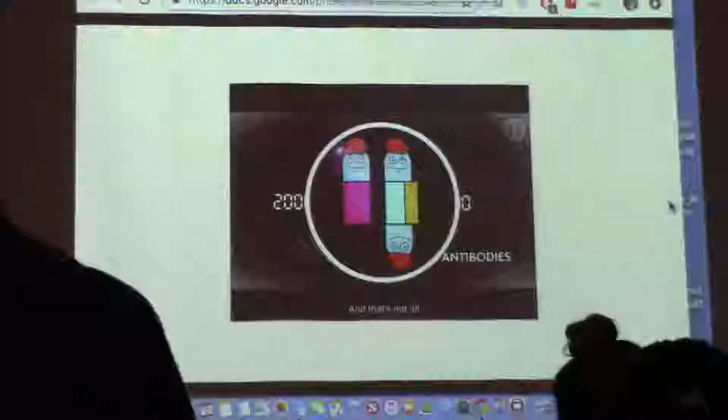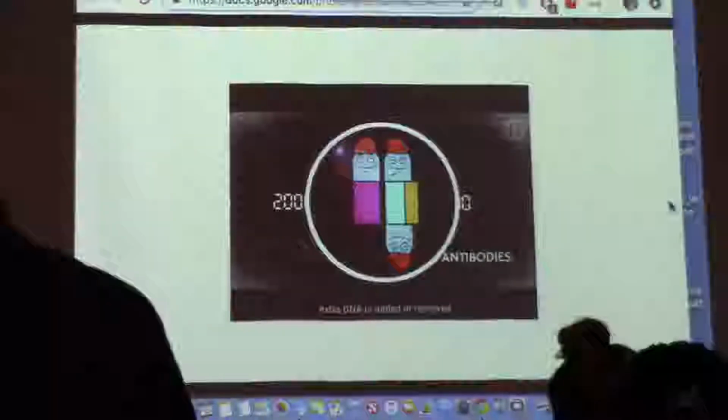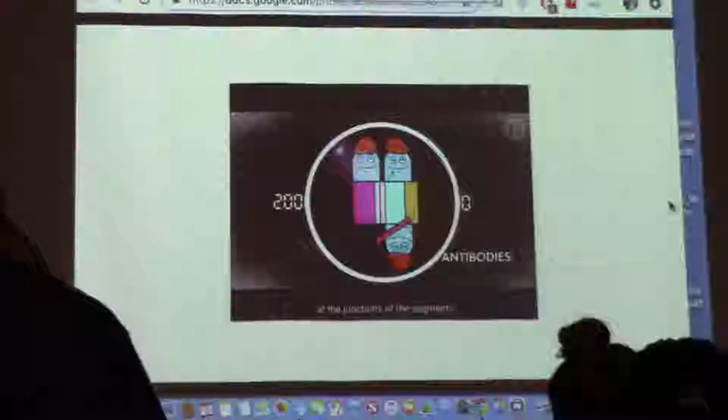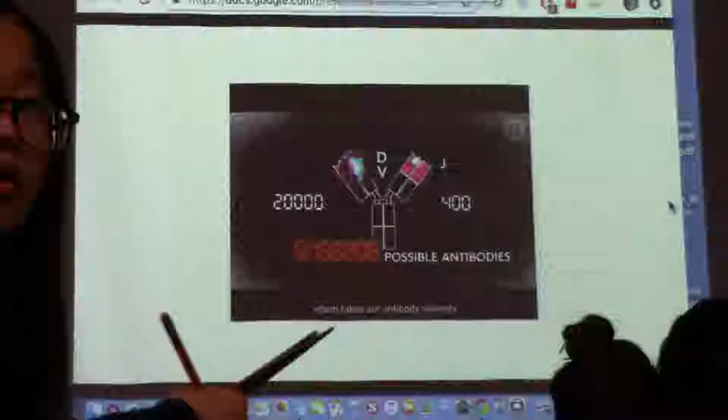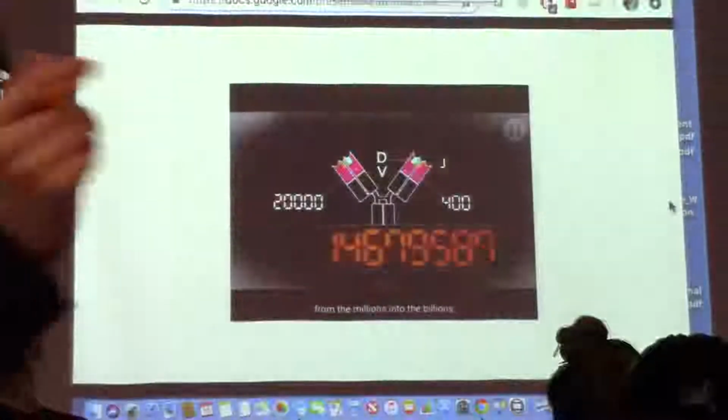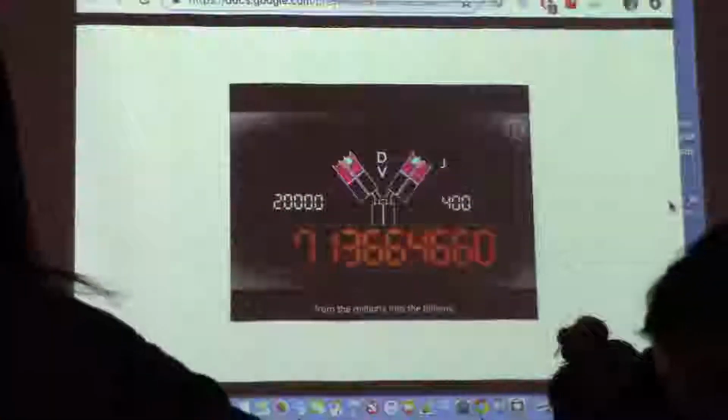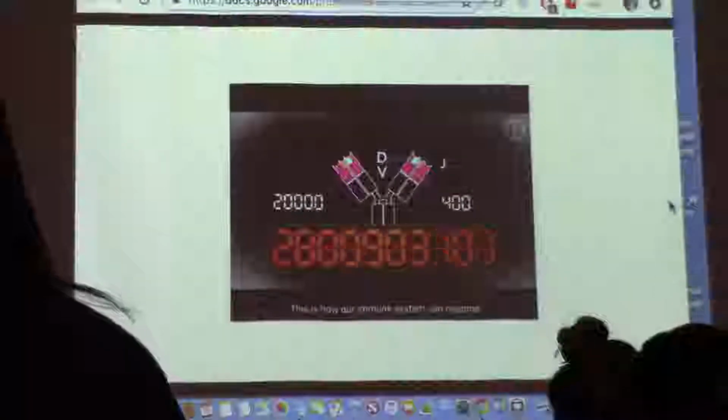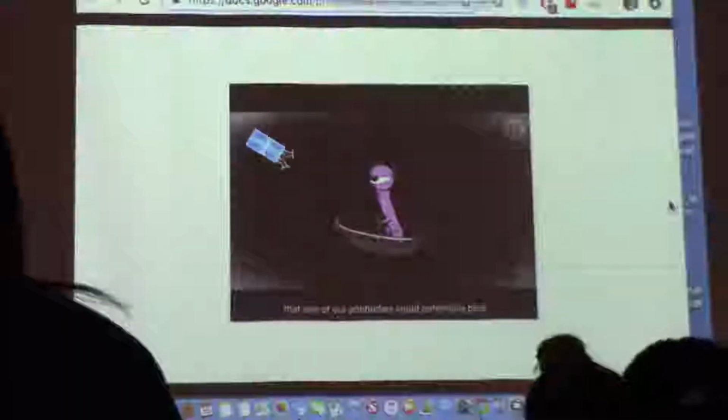And that's not all. During the joining, extra DNA is added or removed at the junctions of the segments, which takes our antibody diversity from the millions into the billions. This is how our immune system can respond to diseases it's never even seen before. In fact, there's so much diversity that one of our antibodies could potentially bind to almost any target in the whole universe.